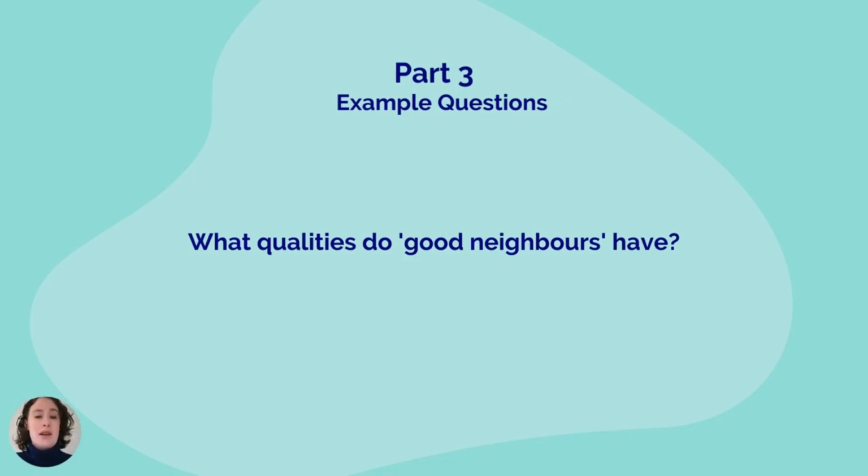Keeping in mind the marking criteria that we've just looked at, here's our first sample question. So our first question is, what qualities do good neighbours have? So, what kind of grammar structures do you think we could use in our answer?